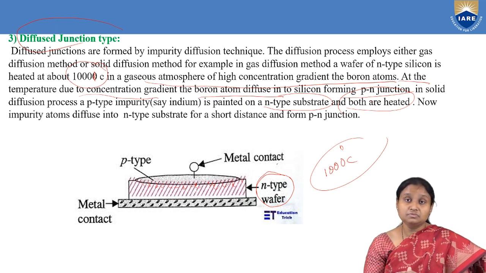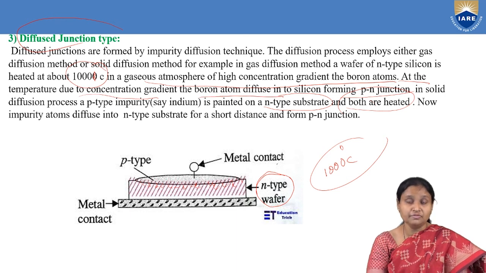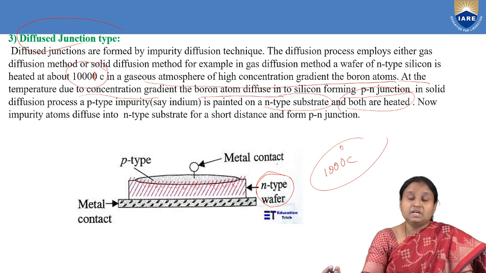gas is given to an n-type wafer, which is kept in a hot atmosphere in a furnace at 1000 degrees centigrade, and here also diffusion of that trivalent impurity takes place onto the surface of the opposite type of semiconductor. So with this, I'm going to end my session here.